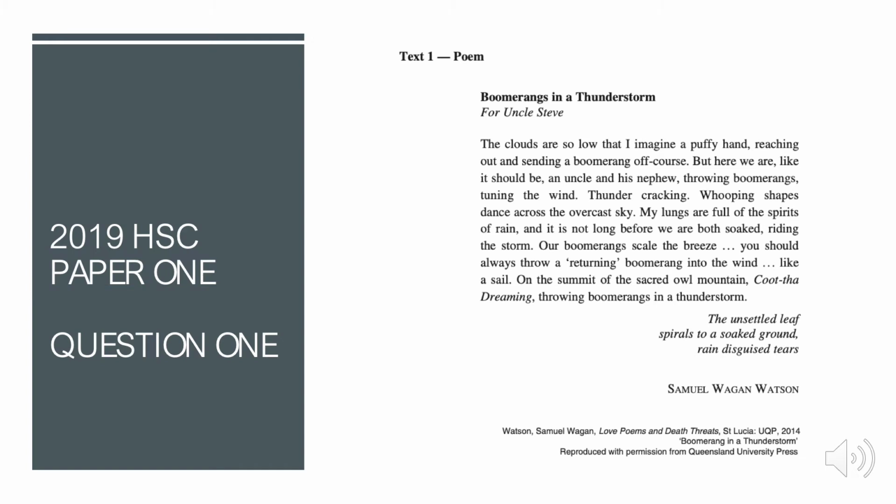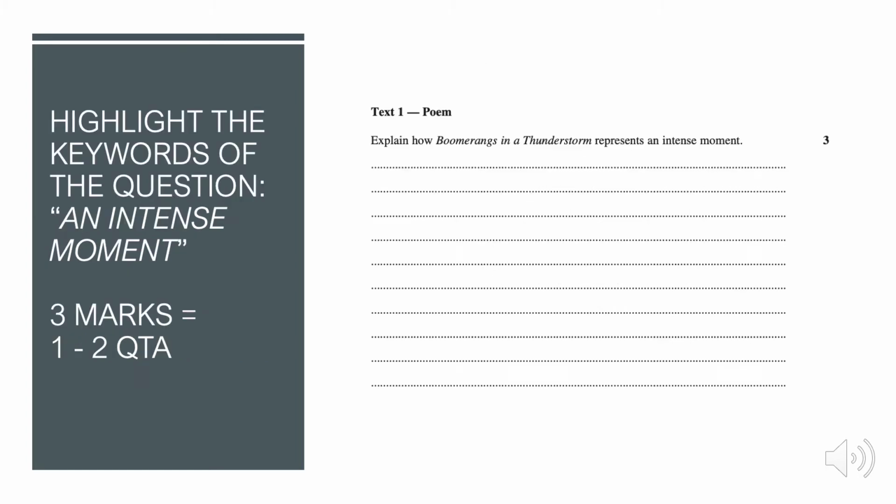Okay, so paper 1, question 1 from 2019 HSC was based on this text, Boomerangs in a Thunderstorm. So pause the video so you can have a read of the text. Here was the question for question 1. It's explain how boomerangs in a thunderstorm represents an intense moment. As you can see, it's worth 3 marks, and that's going to be 1 to 2 supporting QTAs.